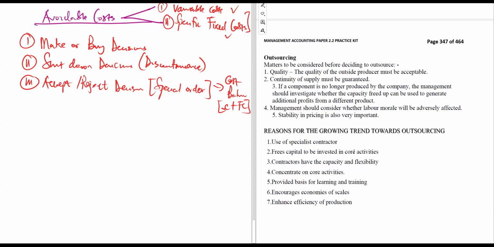Outsourcing helps us to use a specialist contractor. It frees capital to be invested in our core activities. Contractors have the capacity and flexibility also. And then if we outsource, we can concentrate on our core activities. And it provides a basis for learning and training as well, and encourages us to scale or grow our business. And it can also enhance efficiency of production. I hope that is okay. So these are the reasons for the growing trend towards what?